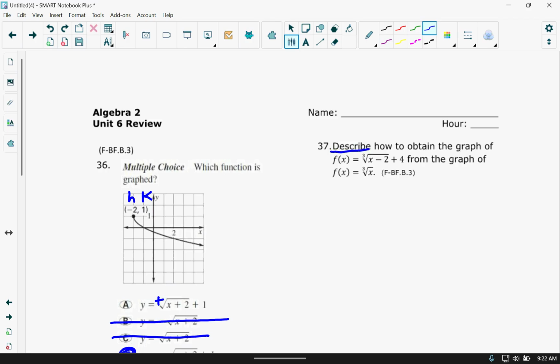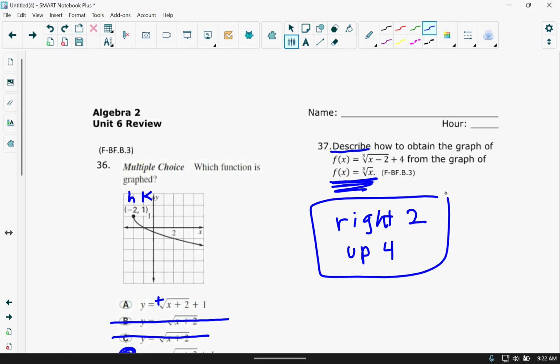So if I'm just looking at the x, it started off at x equals 0 for the first one, which is actually this one down here, and it went to x minus 2. So that means that it went right 2. Then at the end, it went from 0 to positive 4, so that means it's going up 4. Those are my answers.